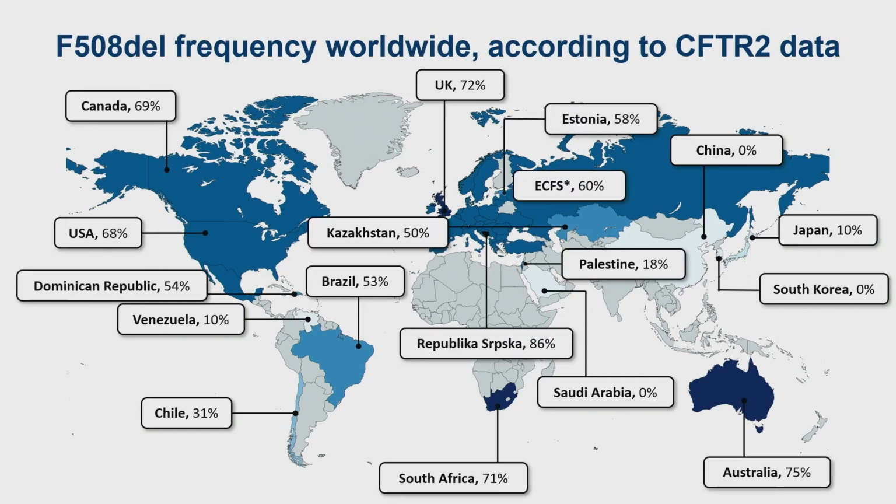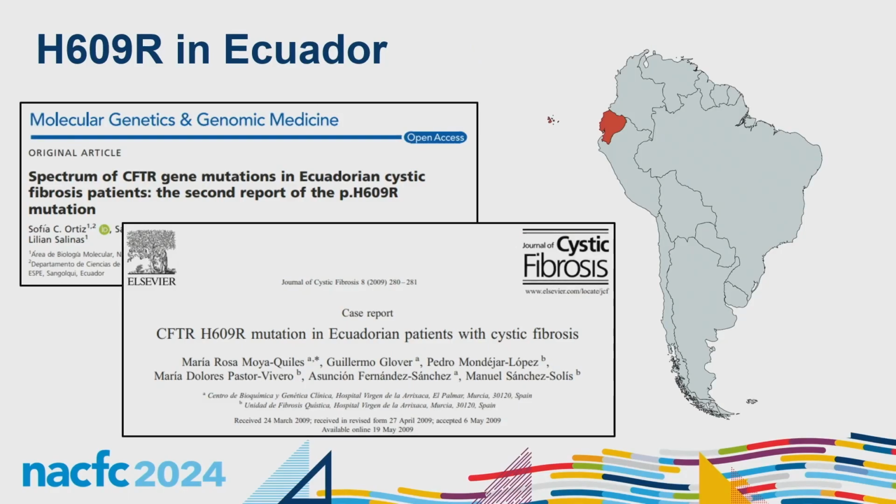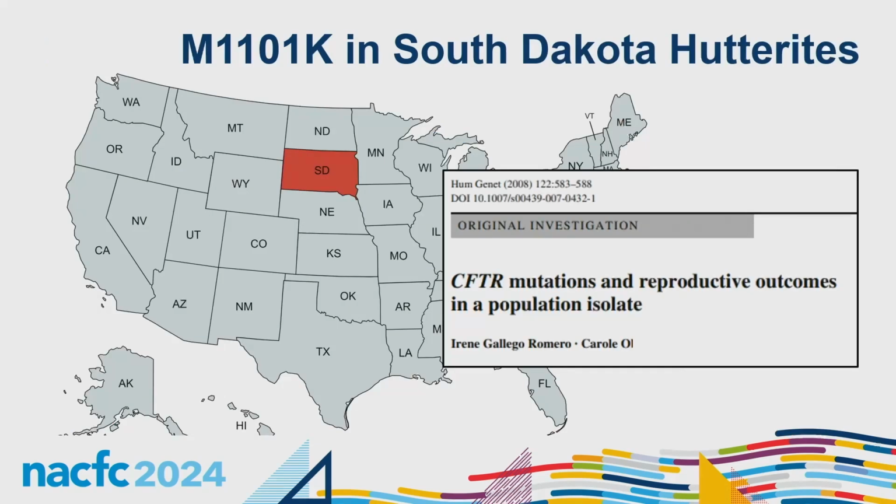When we put this all together on a map, we see a really broad range of F508del allele frequency, which should clue us into the fact that countries with a low F508del allele frequency must have something else going on genetically for the people in that country who have CF. Indeed, we know about this for some countries, so I've pulled just a couple of examples from the literature. We know about H609R, a relatively frequent variant in people from Ecuador who have CF. We know about M1101K in the South Dakota Hutterite population.